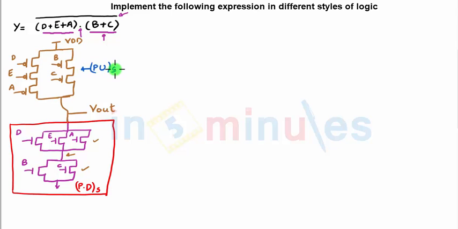Now this is nothing but the static CMOS logic. We have already done the implementation. In case the bar was not present here in the expression, then we would have put a double bar and simplified the expression using De Morgan's, as we have seen in the implementation of XOR and XNOR gate.